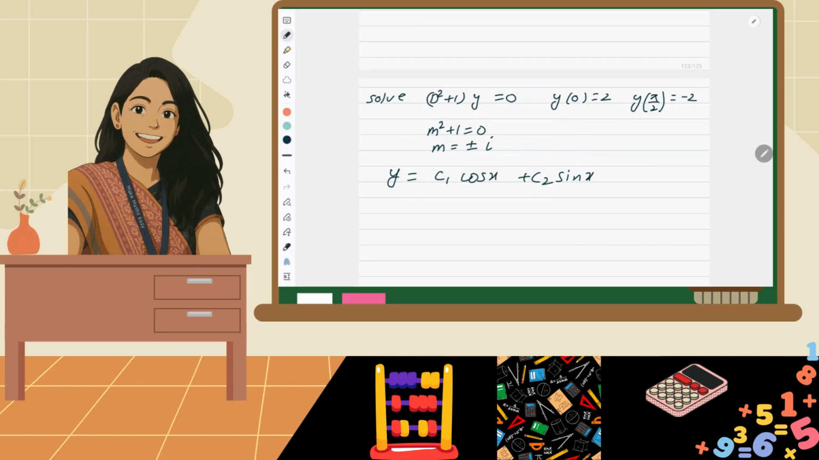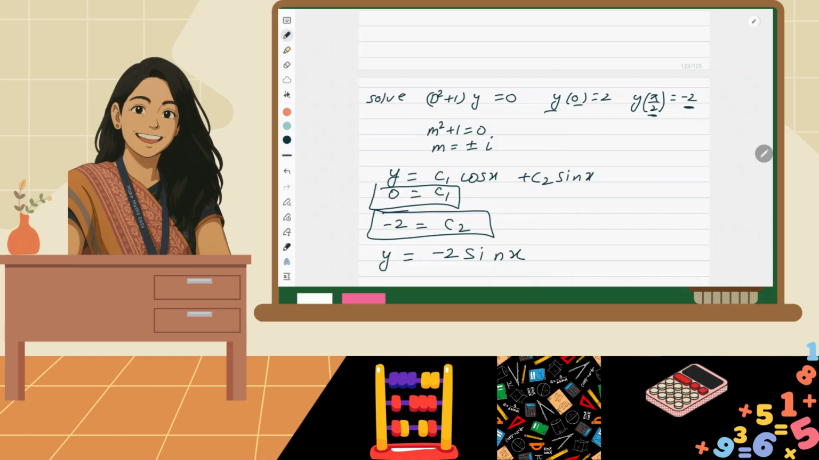Okay, now what is the condition? First they are saying when x is 0, y is 0. So y is 0 when x is 0. Cos 0 is 1, so c1 became 0. What is the second condition? When x is pi by 2, y value is minus 2. So minus 2 is equal to cos pi by 2, we know it is 0, and sin pi by 2 is 1. So c2 is minus 2. So what is the answer? y is equal to minus 2 sin x. Correct? So this will be my answer.